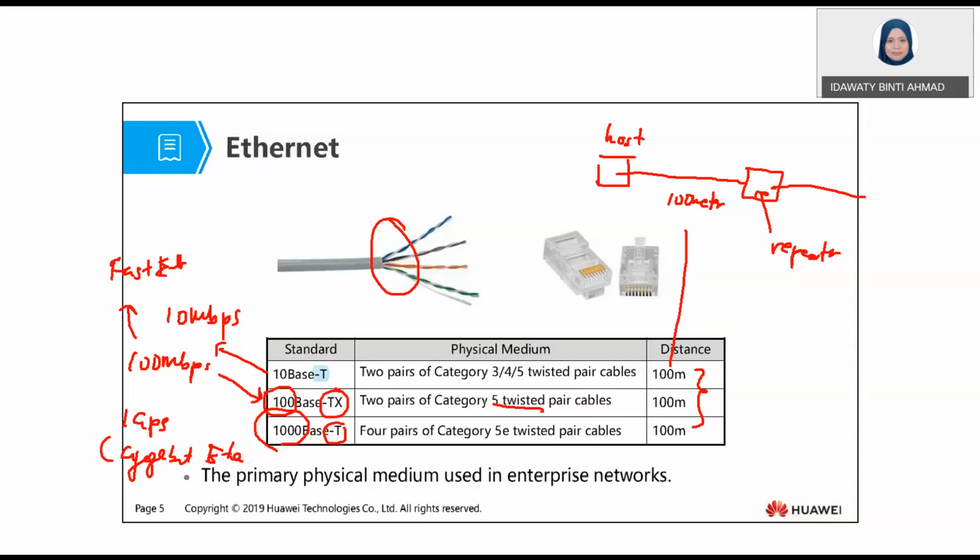So if you exceed 100 meters, let's say you go for 200 meters, for example, what happens? The signal will be lost. The signal will be attenuated. Attenuated means that it becomes weak, and most of the time all the energy becomes heat in the cable itself.